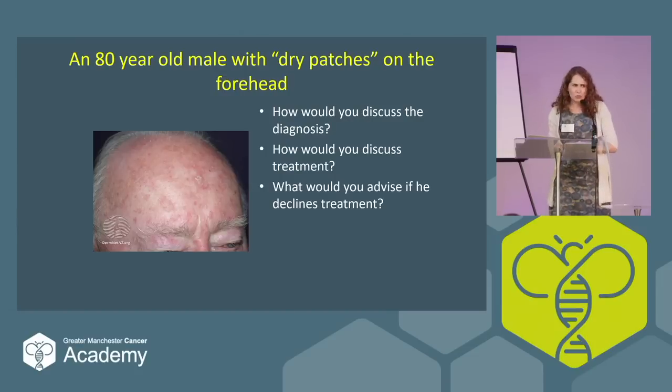Has he got more than one? So what do we call it when it's more than one? It's a field change. So when it's a field change, how do we think of it differently? How would you discuss the treatment with the patient? Could someone just tell me how they'd explain how we treat a field change, or what options?